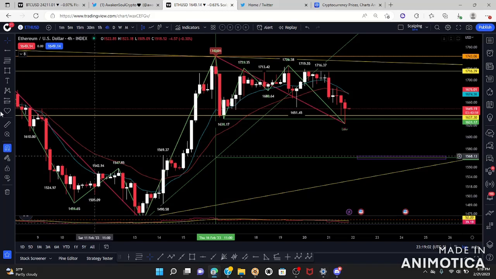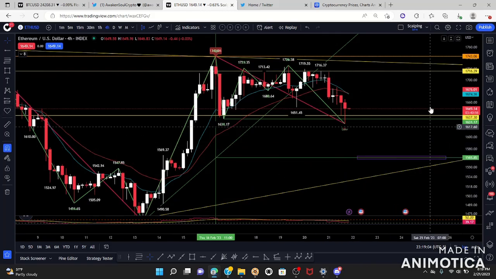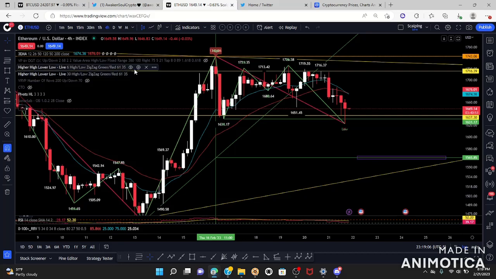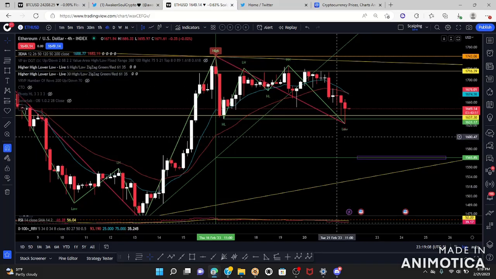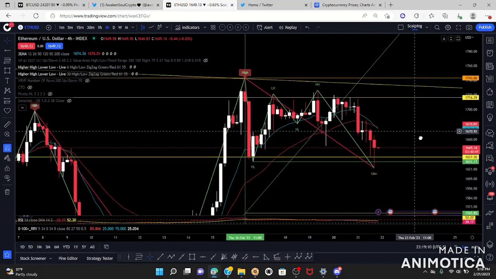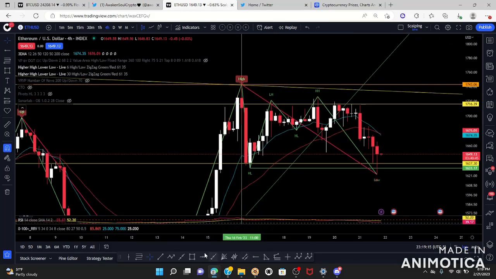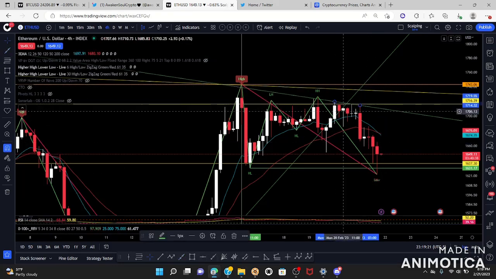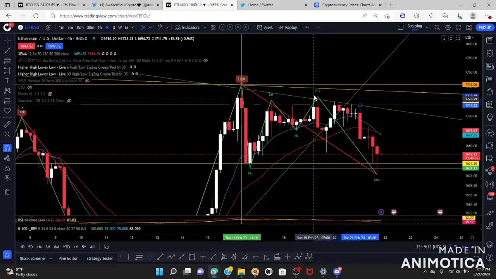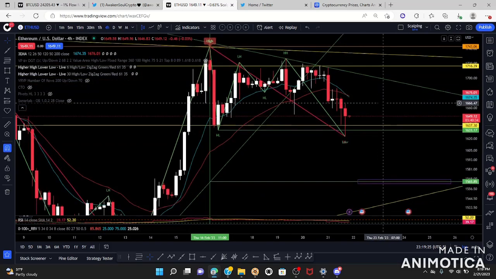It's coming down. Okay, let's see. I guess we could draw a resistance trend line here. One touch, two touches, right? Just for the fun of it.